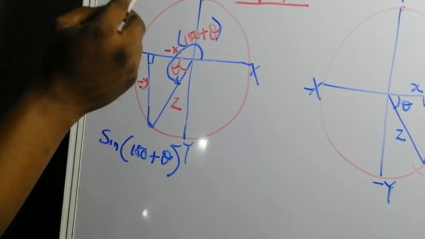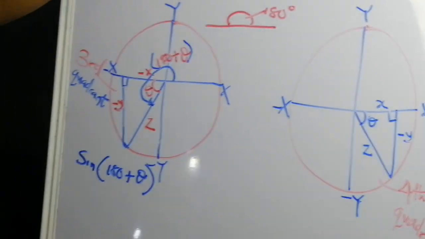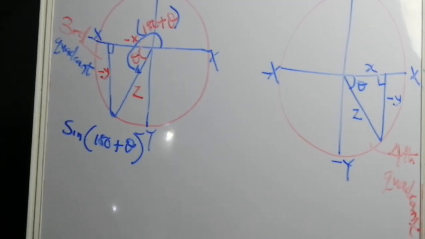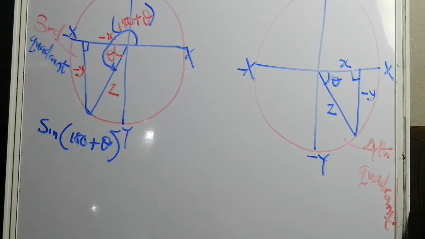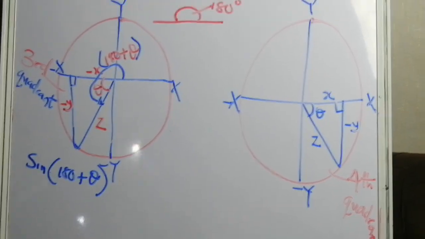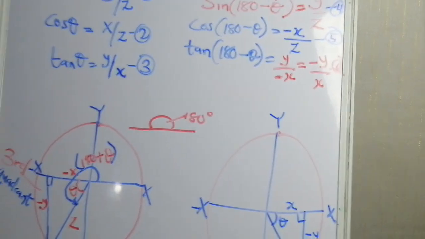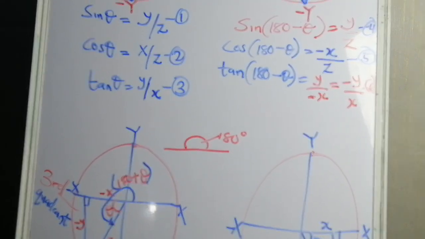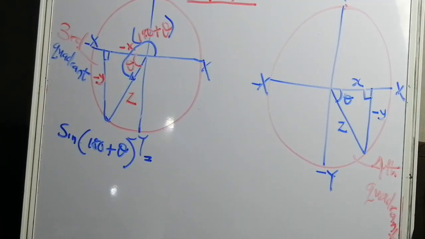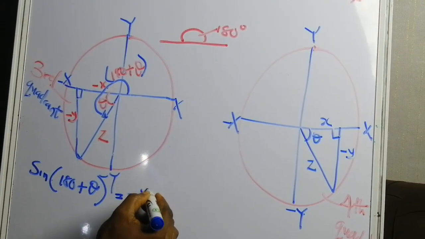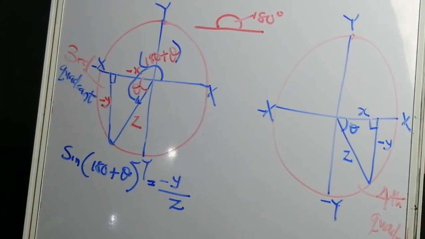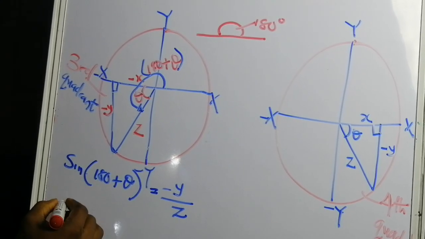For the second quadrant, 180 minus theta shows that it is the second quadrant. Then for the first quadrant, it is theta, which is the angle theta. It's not compulsory that it will be theta, they can use any other thing, but theta is the most common. So here, sine of 180 plus theta is the same thing as, that's SOHCAHTOA, minus y over z.